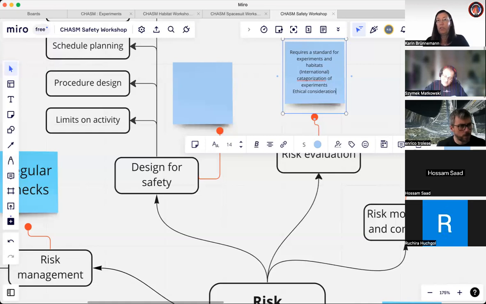Yeah, absolutely. And I think it's not only considering human beings that we need to apply ethical standards, but also the environment.